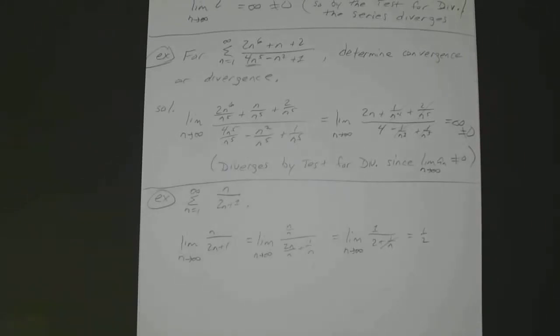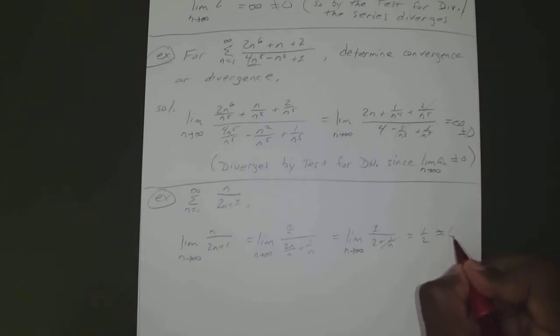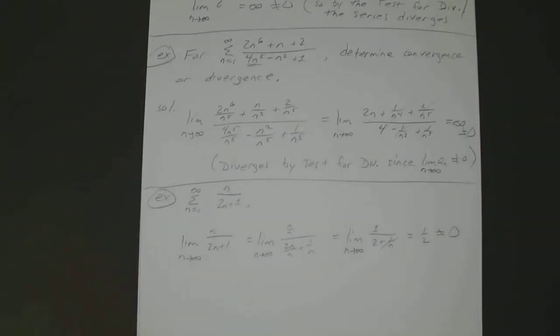But even though the limit converges to 1/2, the series itself, since this does not equal 0, this actually converges. Converges? I mean diverges, thank you. That's why I said the limit converges, but the series diverges.